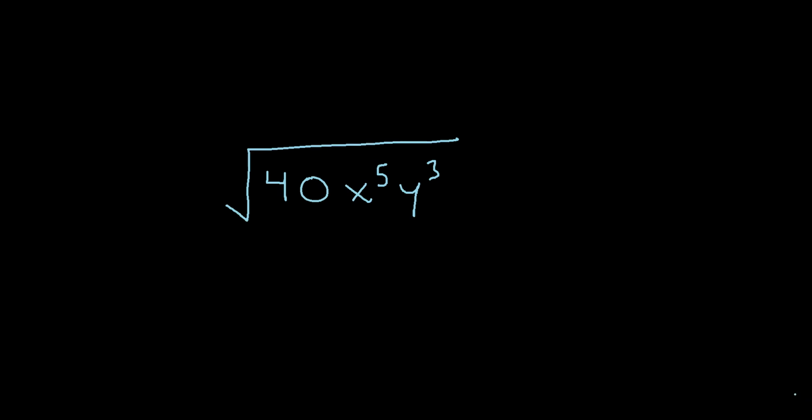In this video, we'll talk about how to simplify radicals with variables. So I have a few examples for us to work through here. Let's check out the first one. We have the square root of 40, x to the fifth, y to the third. How can we simplify this radical?